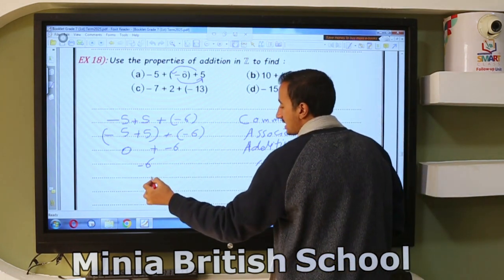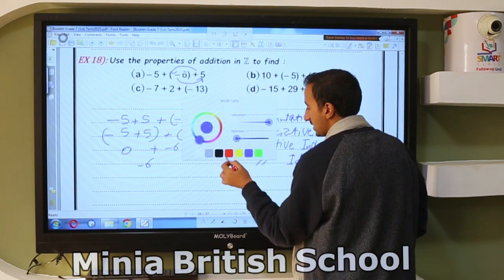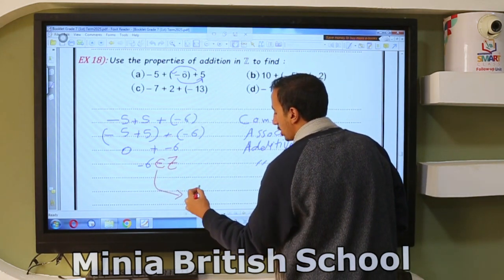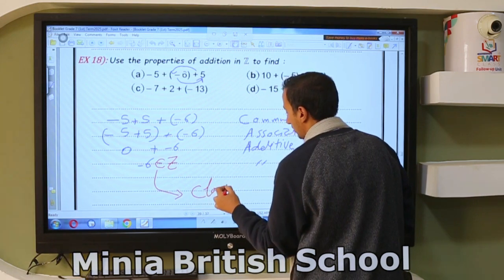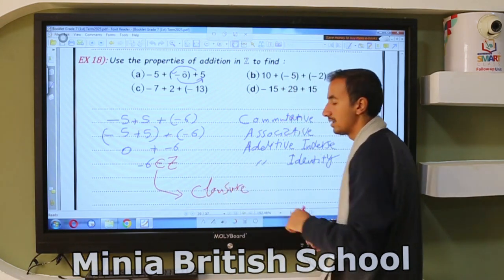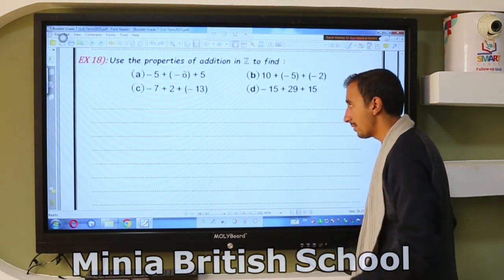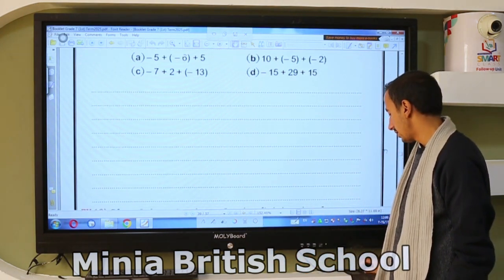And negative 6 belongs to Z. It means closure. Yes, closure. That's the properties of the addition on integers.